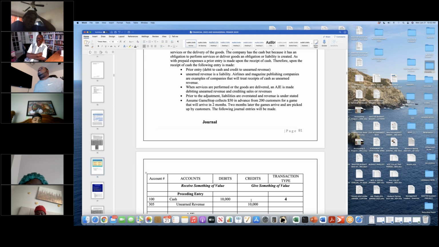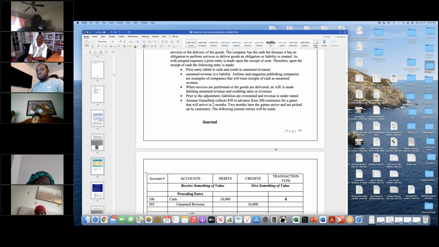Why is it a current liability? Because GameStop has not earned the money yet, so they can't recognize the revenue. It's unearned revenue. You can ask for your money back or whatever, or they may not deliver. So they debit cash and they're happy, and they credit unearned revenue. And so what type of entry are we making? Type 4.